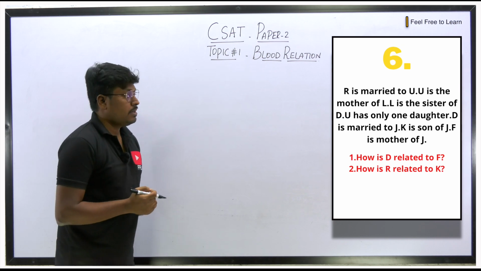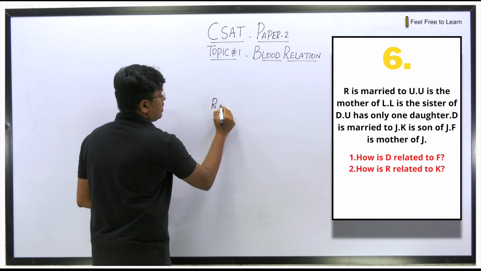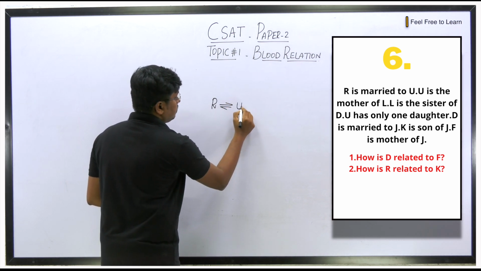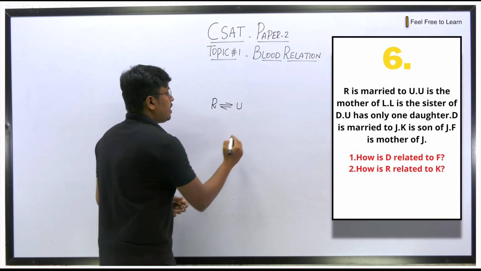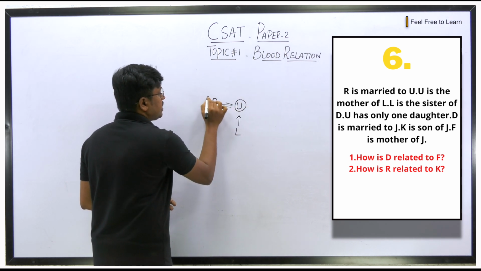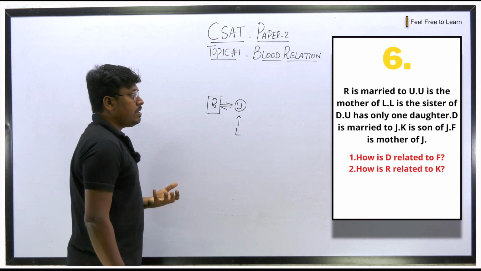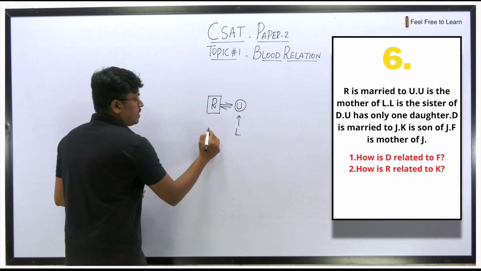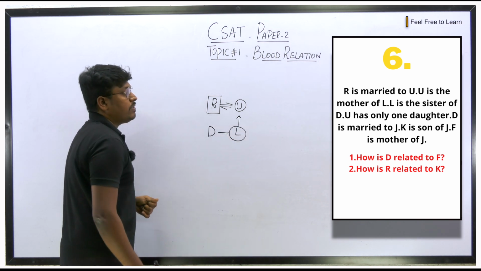Question number 6. So R is married to U. So the person R is married to U. So second, U is the mother of L. So L's mother is U, right? So if L is calling U a mother, then we can say that the person R will be the male person. So L is the sister of D. So D's sister is L. So because of sister, L will be the female person.